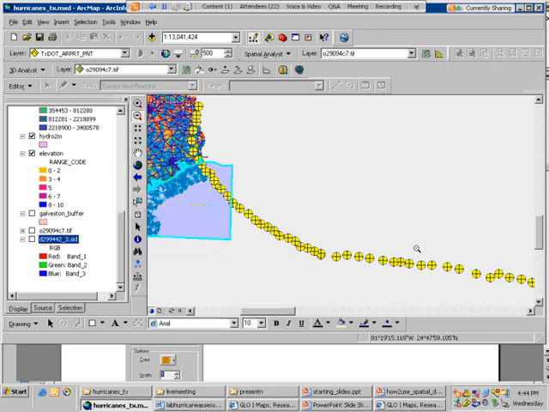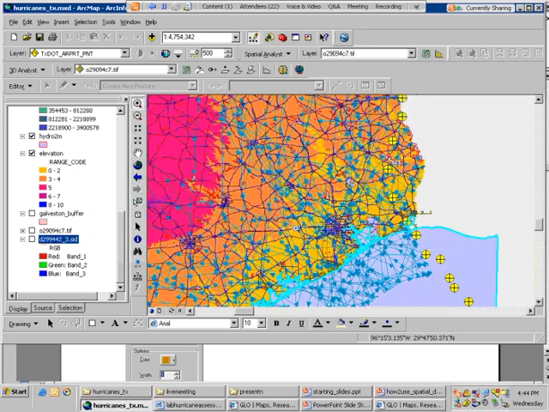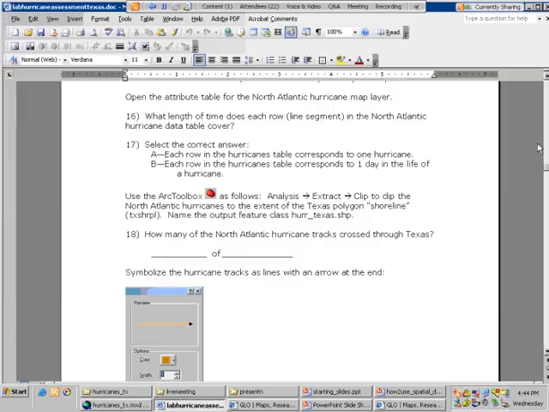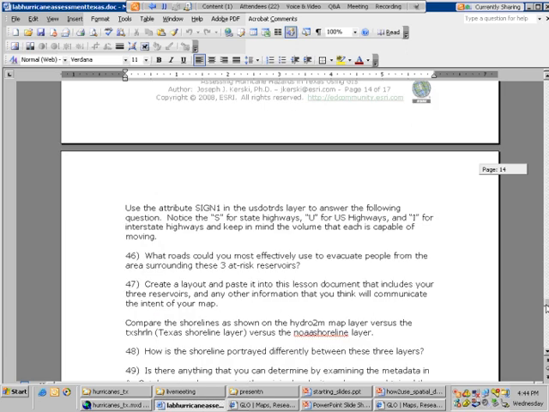The last part of the lesson, and here is the Rita track, asks the students to assess airports, reservoirs that could be breached, and access out of hurricane-impacted areas, and this is the kind of data that they're looking at. Again, it's all data that they've downloaded. Let me skip in the lesson toward the end here.